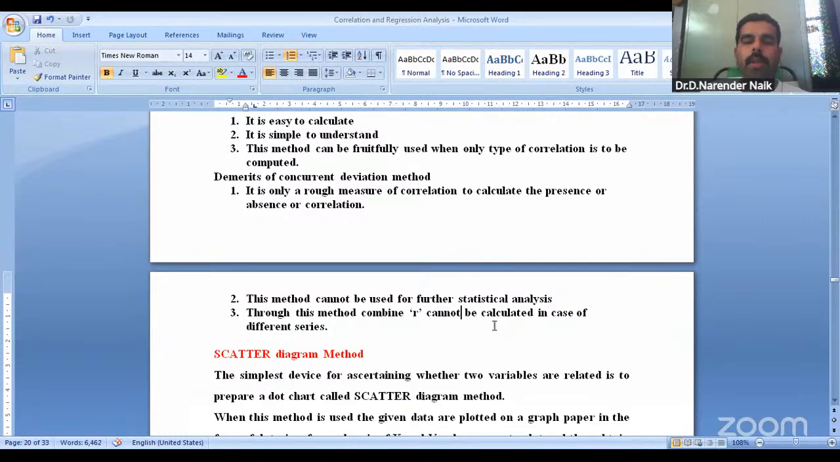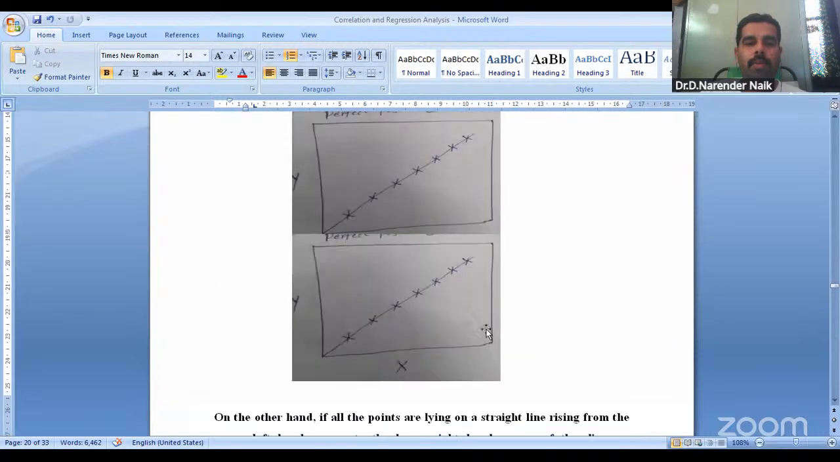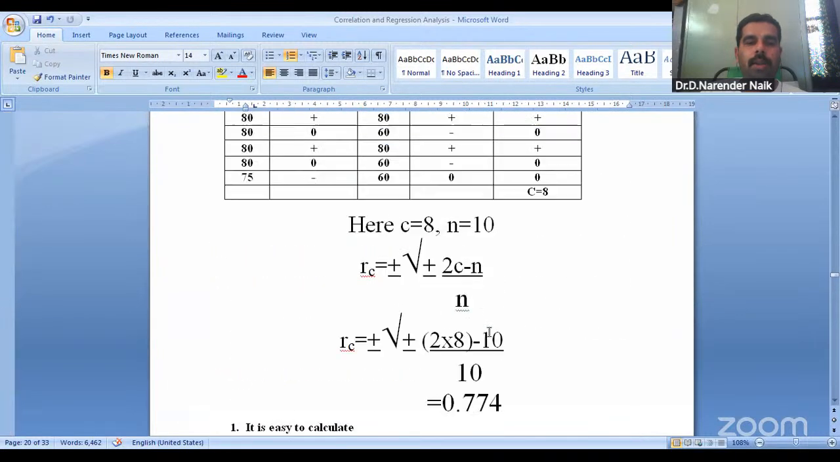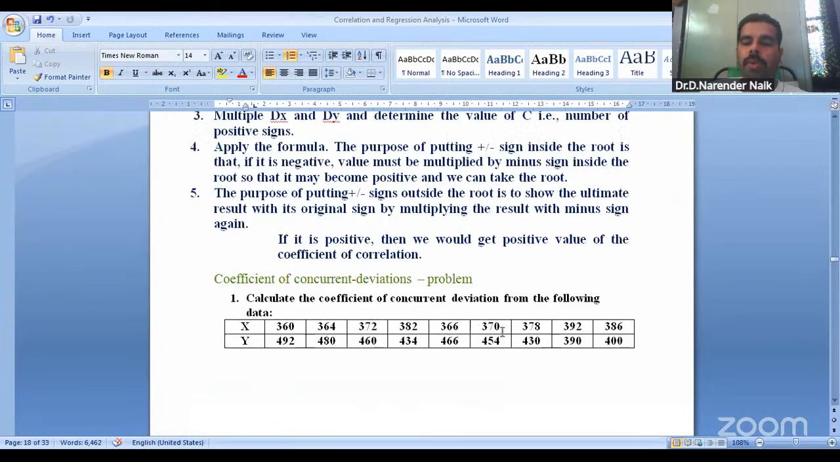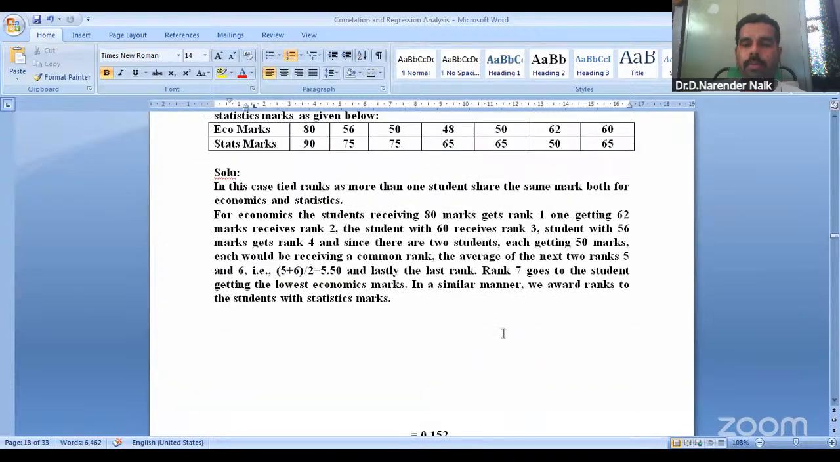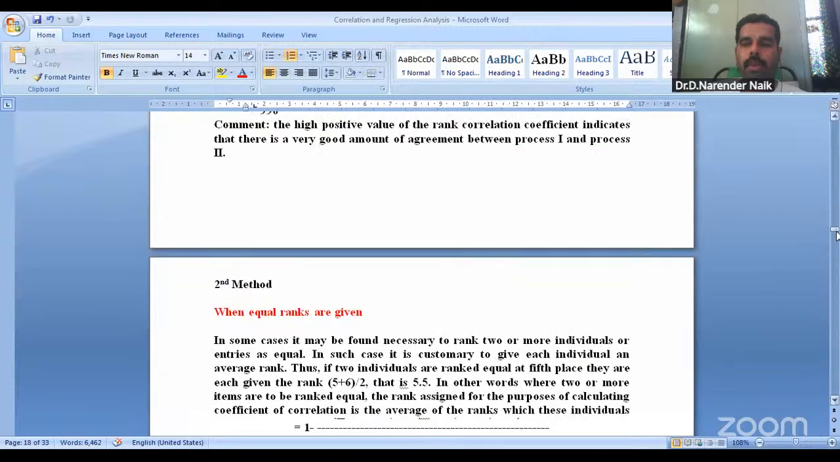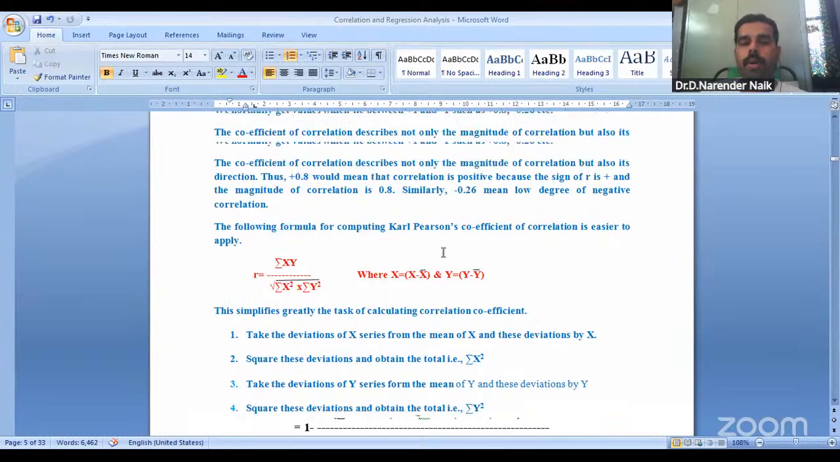So this we are going to wind up today. On the next Saturday, we'll start the scatter diagram method; we'll see it in the next class. These are the topics we have discussed today in correlation analysis: Karl Pearson coefficient of correlation by actual mean, and by assumed mean, then concurrent deviation.